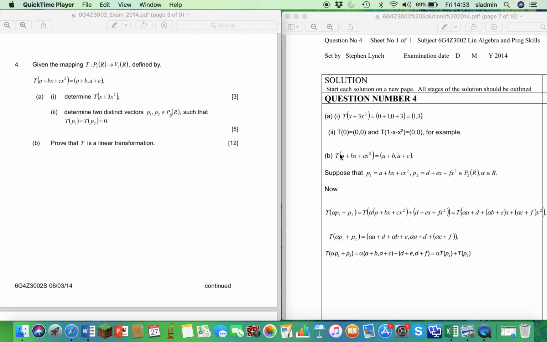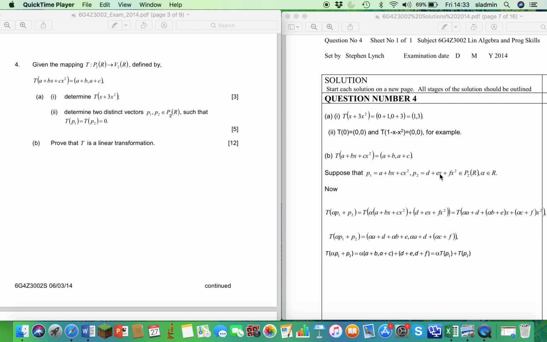For part B, we want to prove that this mapping T of a plus bx plus cx squared is a plus b and a plus c. We want to prove that this is indeed a linear transformation. So we're trying to prove that T of alpha p1 plus p2 is alpha T of p1 plus T of p2. That's what we need to prove that T is a linear transformation.